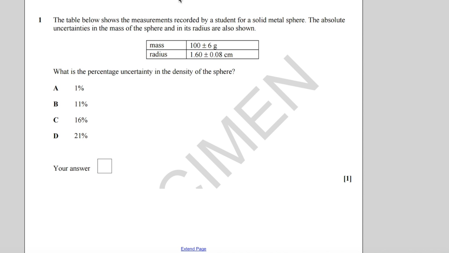Question 1 is about finding the percentage uncertainty when measuring the density of a metal sphere. So density is of course the mass divided by the volume. So we need to look at the percentage uncertainty with the mass and the volume. Percentage uncertainty with the mass is 6 divided by 100. So 6 is the uncertainty and 100 is the measurement. So do 6 divided by 100 times 100, and that gives us a percentage uncertainty of 6%.